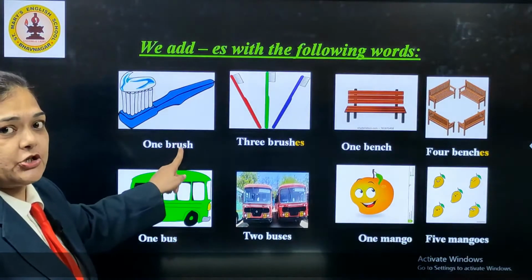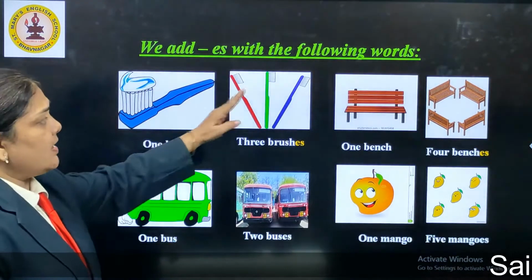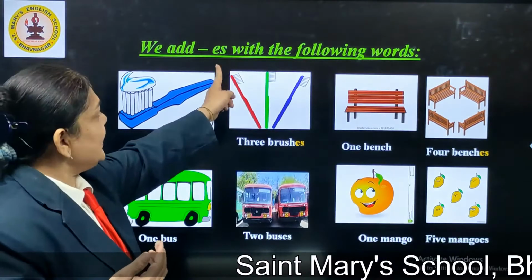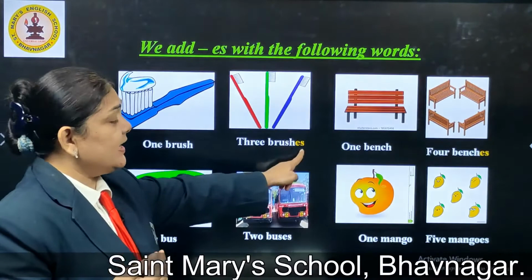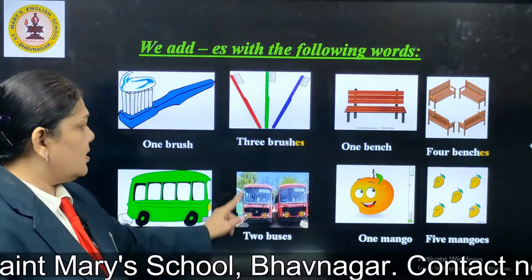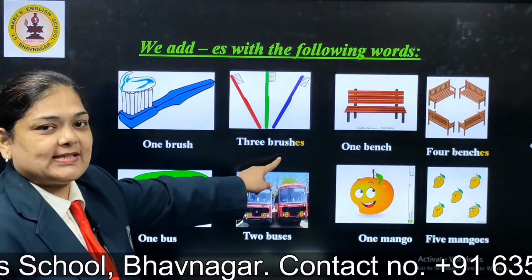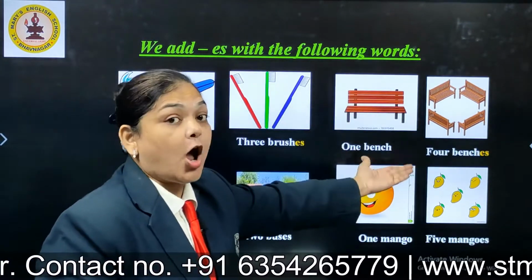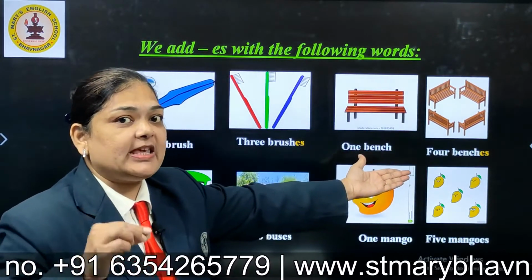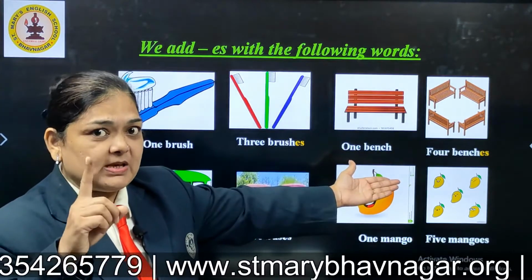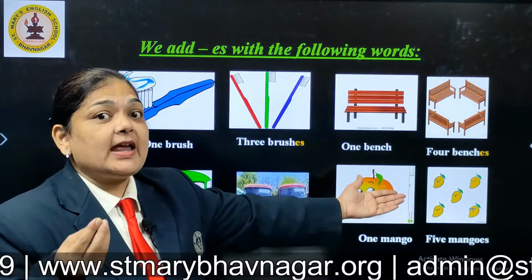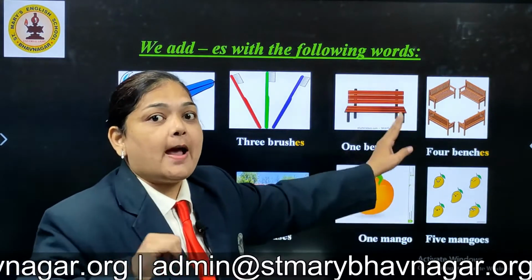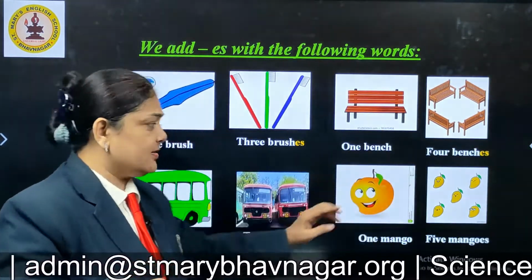Now let us go to the next examples. 1 brush. You can see here 1 brush, and here how many brushes are there? So what did I add over there? ES. I have added ES at the end. 3 brushes. 1 bench. And then next, how many benches are there? B-E-N-C-H means 1 bench. But when I add ES, it becomes 4 benches, right?